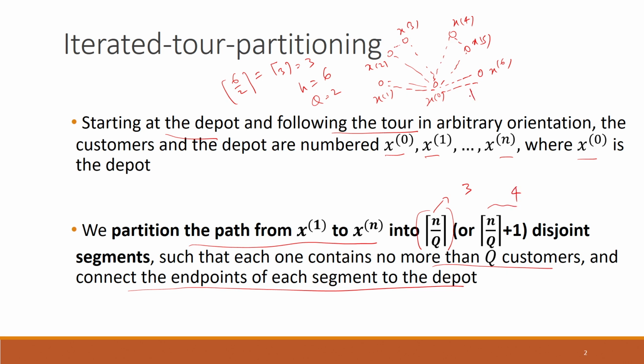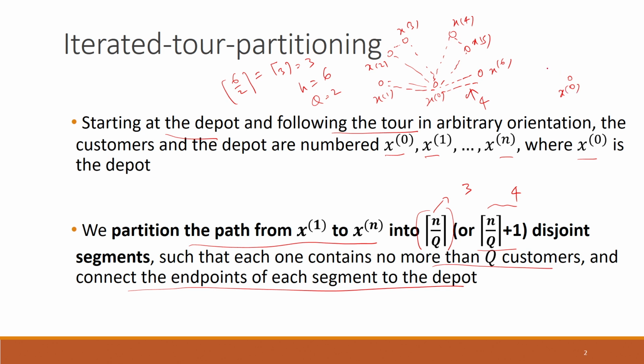This was the first solution that we had seen. Here you can see that the number of segments is 4: one going only to customer x1, the other going to customers x2, x3, the third going to x4, x5, and the last going to x6. So the number of disjoint segments that we will obtain is either the ceiling value of n by q or the ceiling value of n by q plus 1. Therefore, here we are obtaining 4. That is why we have written in the bracket that the ceiling value of n by q plus 1 solutions can also be obtained.